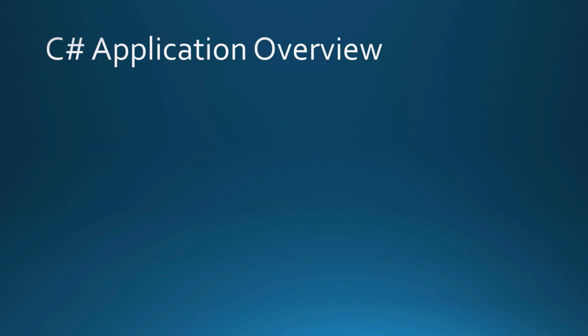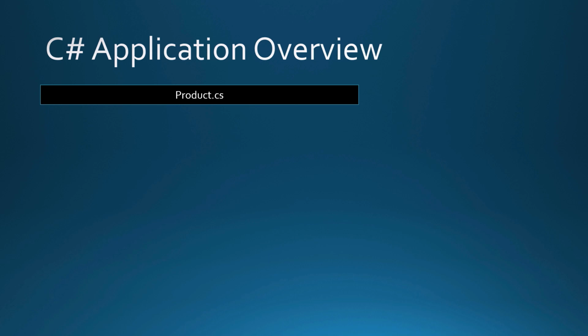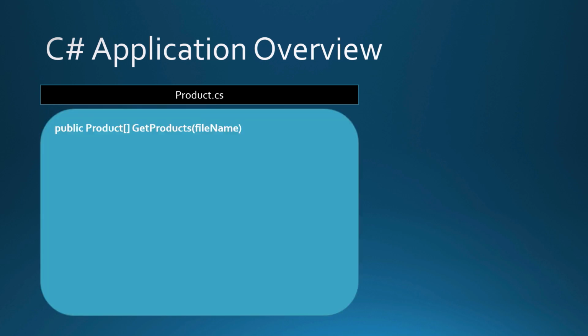Let me provide you with an overview of what we're going to build in this C# application. We're going to add on to the product class. We're going to create a public method called GetProducts to which you're going to pass a file name, and it's going to return to you an array of product objects. The first thing it does is call another method called ReadProductFile to which you'll pass in the file name, and it will then return to us an array of all of the lines in that file. It then passes those lines to a ProcessProductLines method, which then returns us our products array.